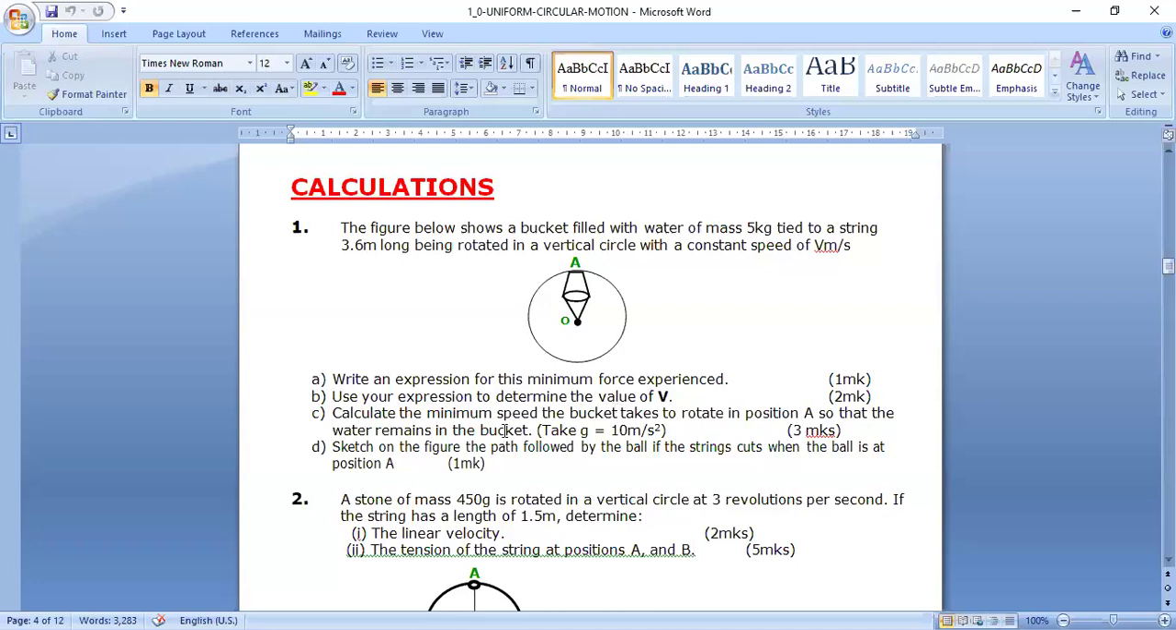So minimum force experienced is at point A, and that force, we said it's tension force given by T equals mv squared over r minus mg. So it's the tension force given by mv squared over r minus mg. Part B, use your expression to determine the value of V.